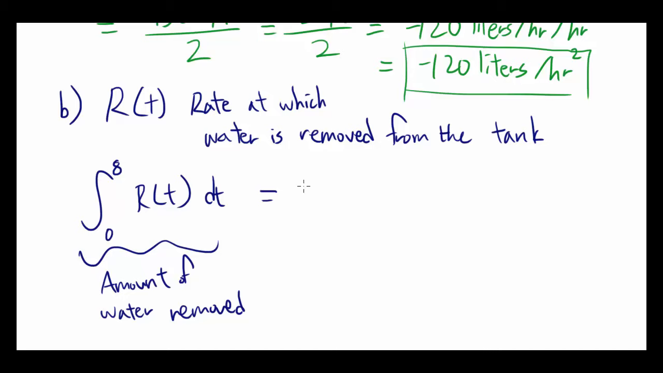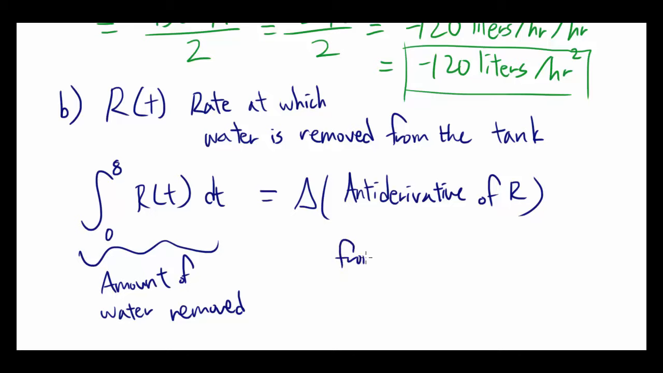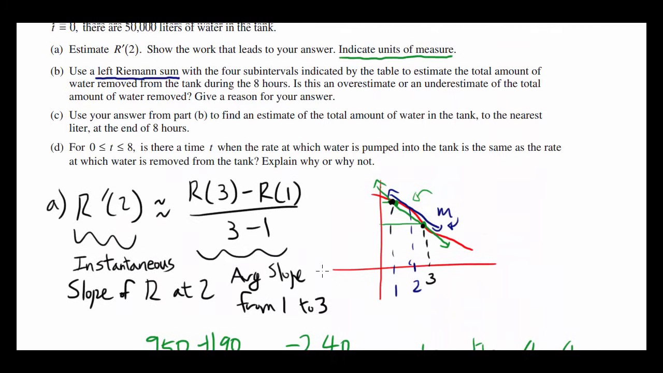Well, that's going to be the antiderivative. It's going to be the change in the antiderivative of R from time equals 0 to time equals 8. In this case, because R is the rate at which the water is removed from the tank, the antiderivative is the amount of water removed from the tank. And this is going to give you the change in that amount of water, or the amount of water removed.